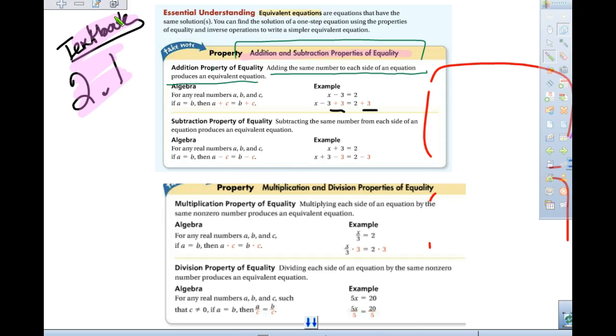The next property, multiplication property of equality, and then we have division property of equality. And it's pretty much the same thing, right? You multiply on both sides of the equation by the same number. So they showed this example: x divided by 3 equals 2. They multiply by 3 on both sides.